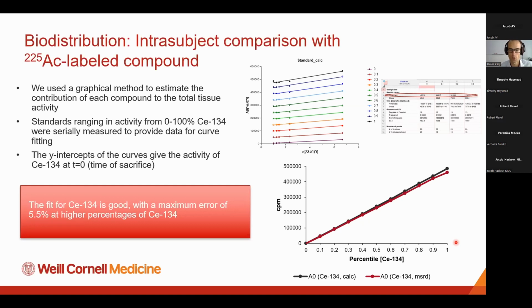And so we've been using a graphical method to estimate what this might be. We had prepared mixed standards of actinium and cerium ranging from 0 to 100% cerium, and back-calculated using decay equations what the starting activity was at these standards based on observed measurements at different time points. And as the graph in the bottom right-hand corner shows here, the measured values, which are here in the maroon curve, match quite closely to what the calculated activities should be. There's about a 3 to 5% error from this method.